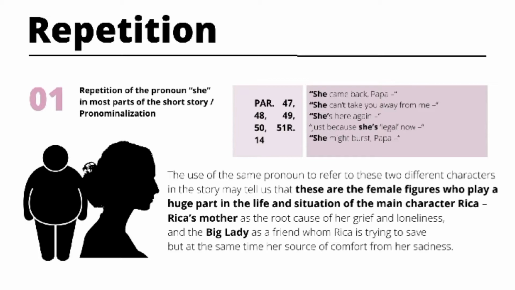The use of the same pronoun to refer to these two different characters in the story may tell us that these are the female figures who play a huge part in the life and situation of the main character Rika. Rika's mother as the root cause of her grief and loneliness, and the Big Lady as a friend whom Rika is trying to save, but at the same time her source of comfort from her sadness.